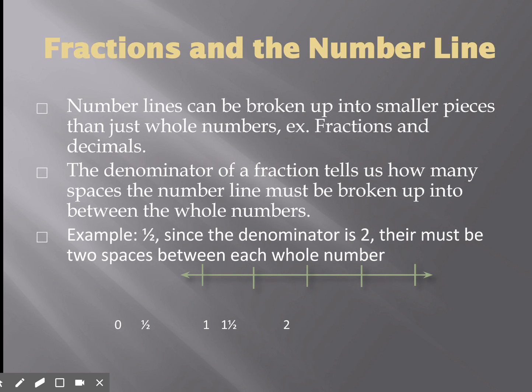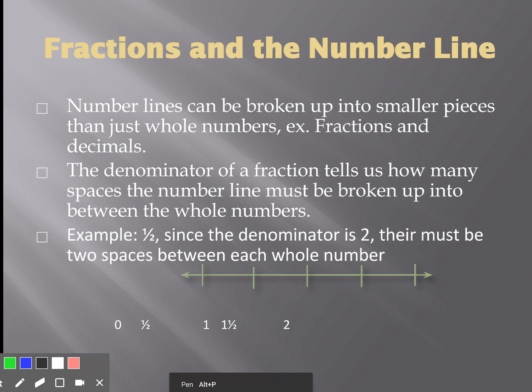A number line can be broken up into smaller pieces than just whole numbers, for example, fractions and decimals. The denominator of a fraction tells us how many spaces the number line must be broken up into between the whole numbers. For example, 1/2. Since the denominator is 2, there must be 2 spaces in between each whole number.